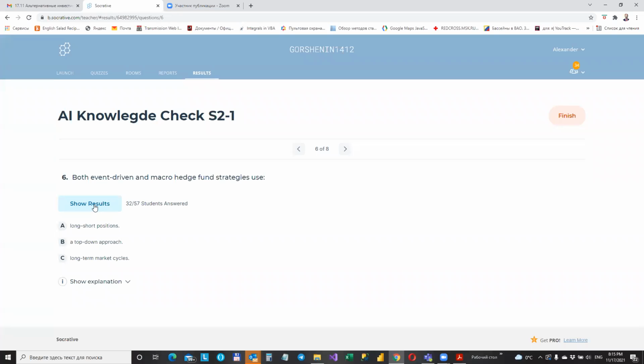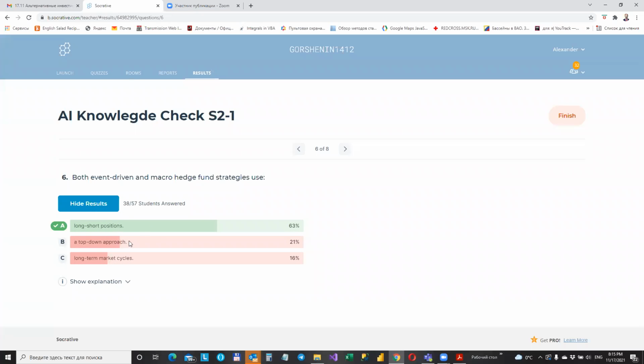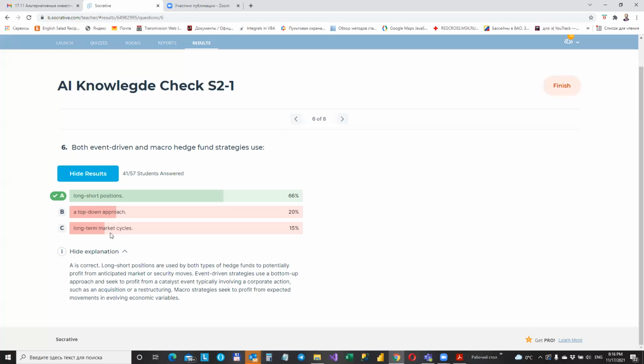So again, about the approach employed by event-driven and macro hedge fund strategies. They have long and short positions, but the approach is different, and the long-term market cycles is not applicable for both of them, because event-driven is primarily focused on some specific event, not the long-term market cycles, while macro hedge funds are focused on the long-term market cycles. And again, top-down approach is also not applicable to event-driven strategies, because they are purely focused on some specific issues of specific companies. It's more from a bottom-up approach, but maybe even not bottom-up, but a very specific approach to a very specific event.